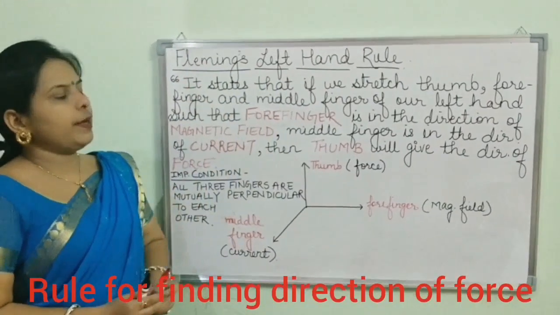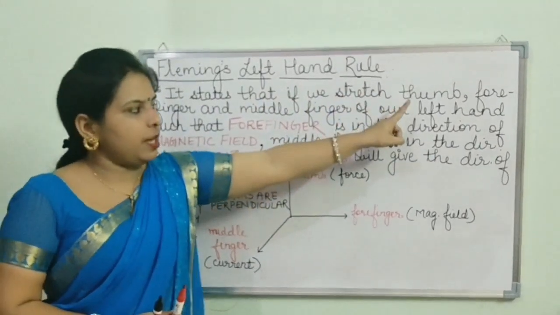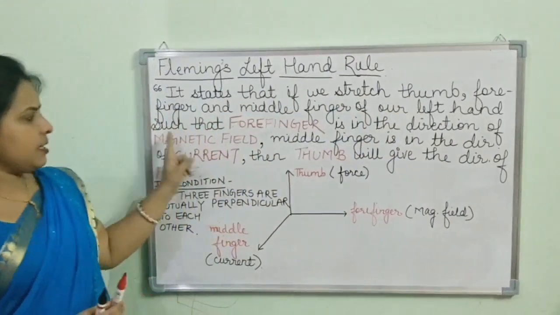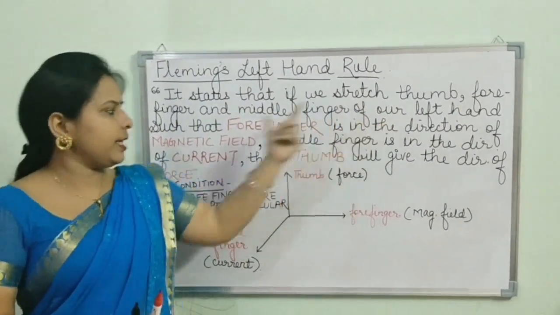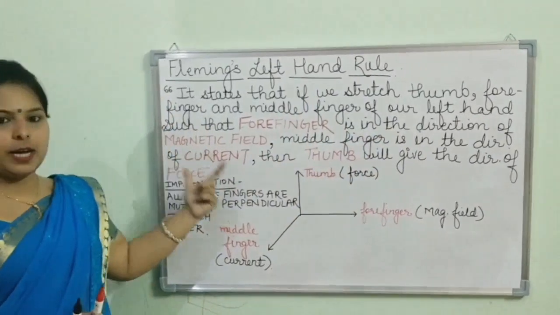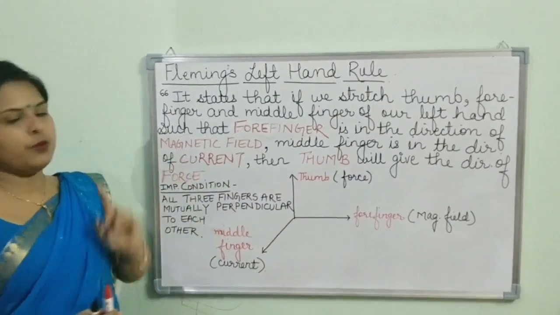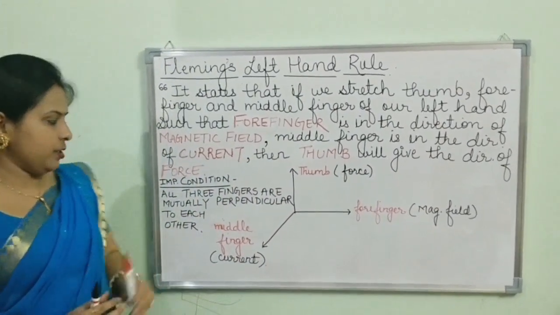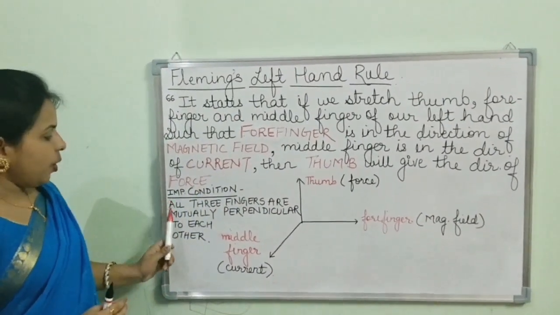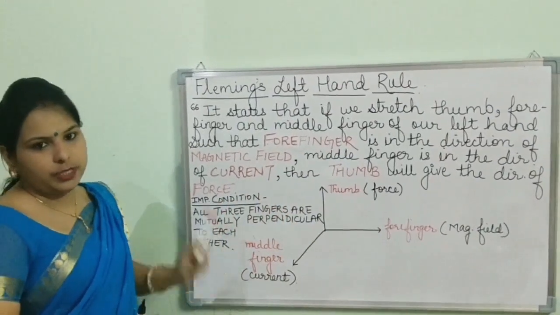So this is Fleming's left hand rule. It states that if we stretch the thumb, forefinger and middle finger of our left hand such that the forefinger is in the direction of magnetic field, and the middle finger is in the direction of current, then the thumb will give the direction of force. But how to put these fingers? I have written this important condition which you will include in the rule: all the three fingers must be mutually perpendicular to each other.